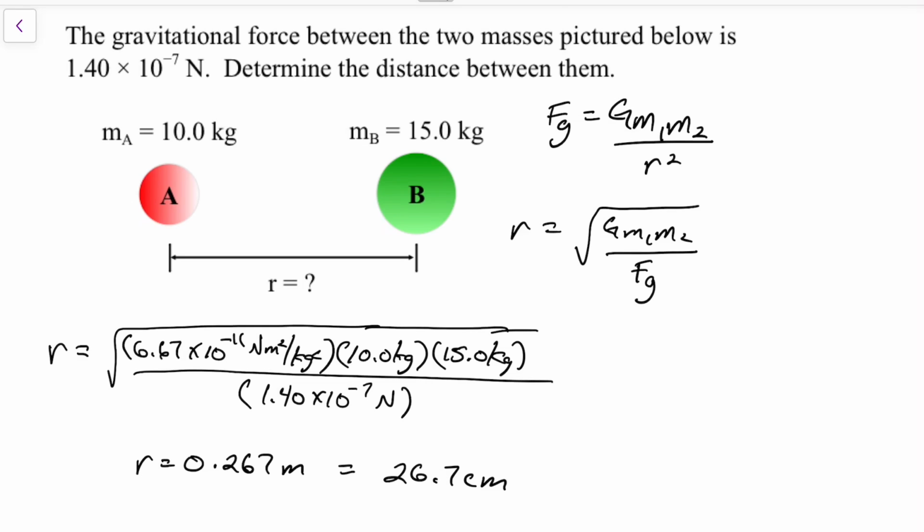So those are pretty everyday, reasonable average masses that you can think of. You know about how much 10 kilograms is. It's about 22 pounds, and 15 kilograms is whatever it is. And then 27 centimeters apart, you can kind of picture that. That is a really, really, really small force.